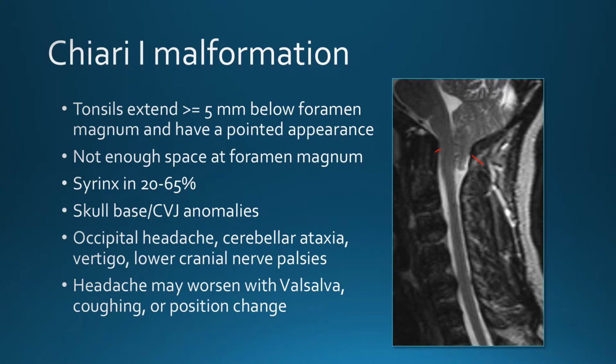Often associated with syrinx. Also, it's frequently associated with skull base and craniovertebral junction anomalies. The patients often have occipital headache, cerebellar ataxia, vertigo, lower cranial nerve palsies. The headache classically worsens with a valsalva, coughing, or change in position.